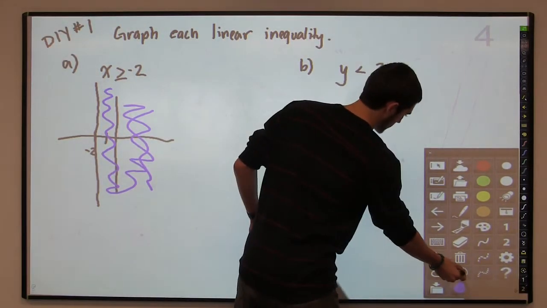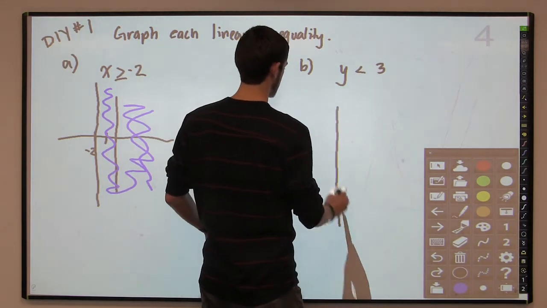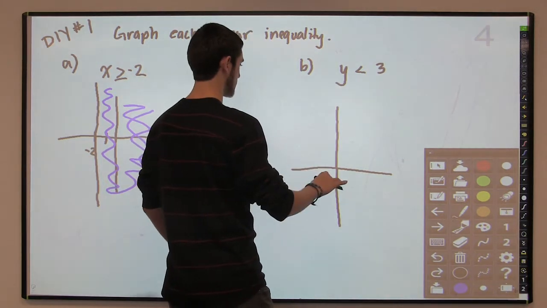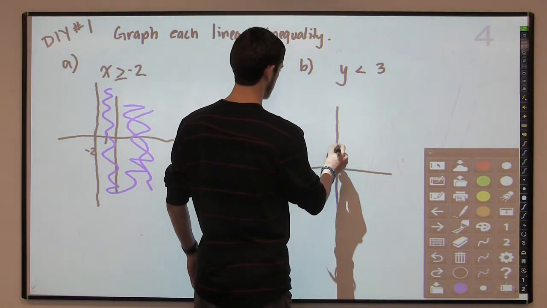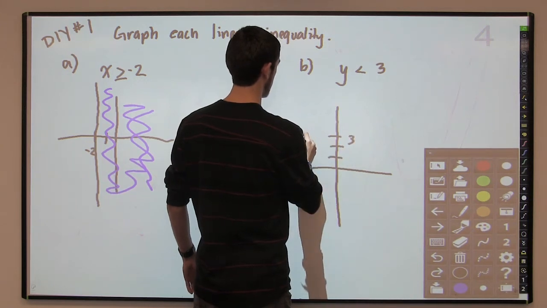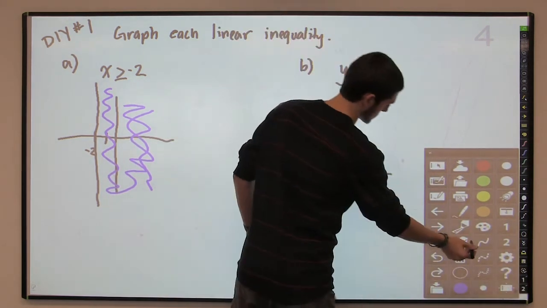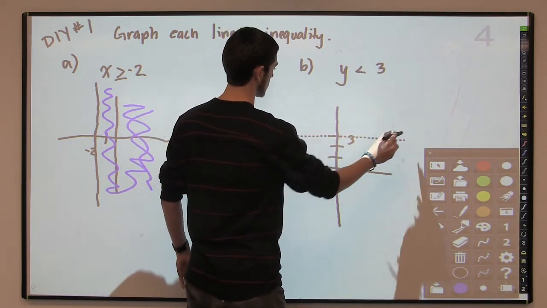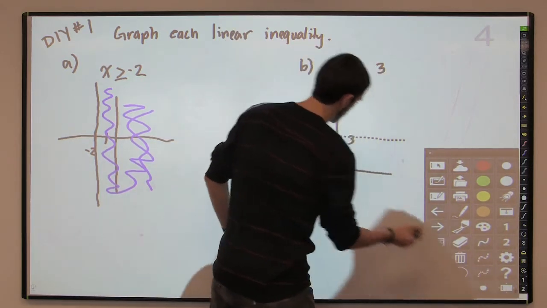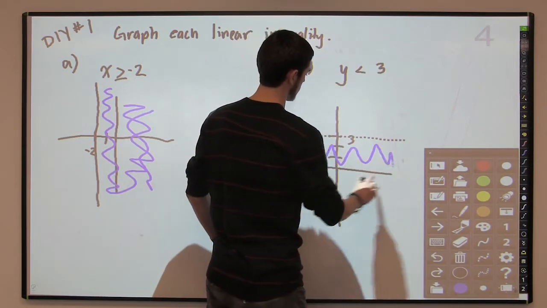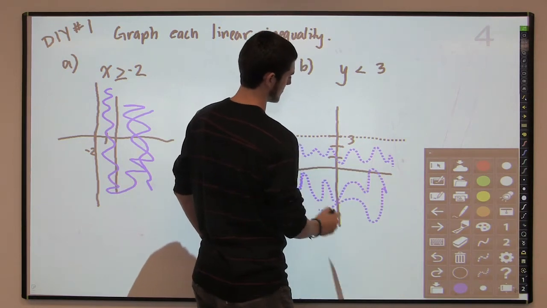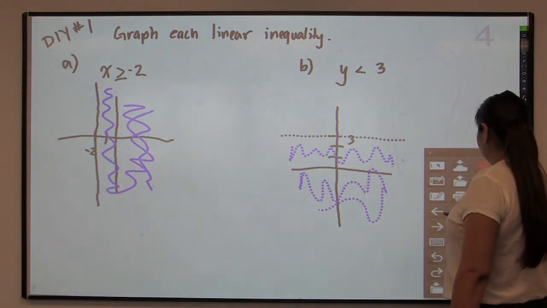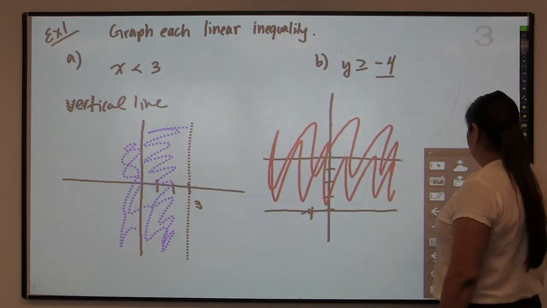Okay, then for this one, since it's y is less than 3, it's going to be a horizontal line at 3. So you go 1, 2, 3, and then it's going to be a dotted line since it's not equal to. So dotted line, and then since it's less than, it's going to be below the line. Awesome. So that's what your graphs should look like. Hopefully they do. If not, go back and figure out why.